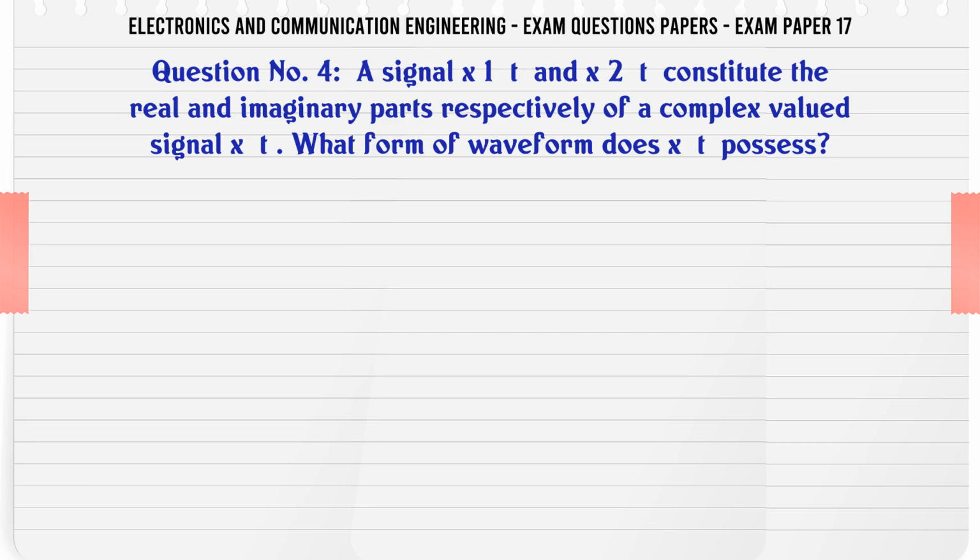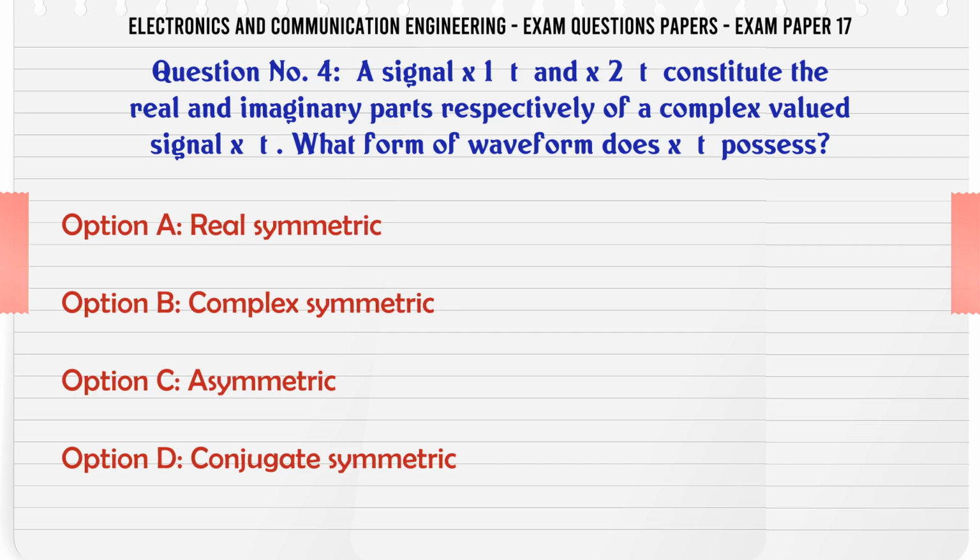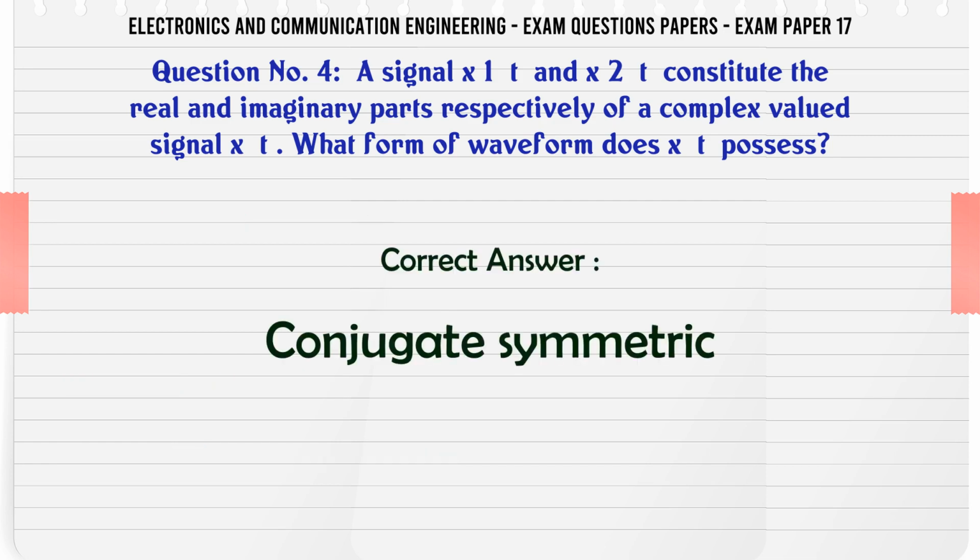A signal x1(t) and x2(t) constitute the real and imaginary parts respectively of a complex valued signal x(t). What form of waveform does x(t) possess? A. Real symmetric. B. Complex symmetric. C. Asymmetric. D. Conjugate symmetric. The correct answer is conjugate symmetric.